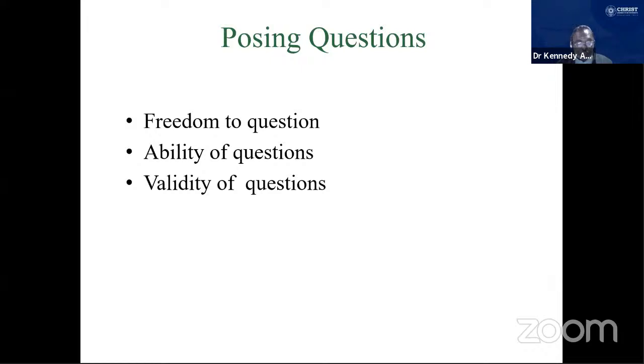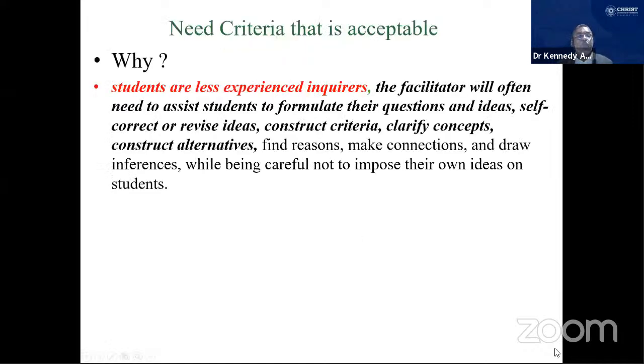All right. So answers to these questions will be real. Why I'm saying this is, look at the social presence, trusting environment, real, right? Students own the learning and teachers become facilitators. Okay. So that's very important. And when you're talking about the need for criteria, now criteria has to be an understanding between the parties concerned as far as learning is concerned. Okay, so why? Because the students are less experienced inquirers. So this facilitator, the teacher's role, will often need to assist students to formulate the questions and ideas. So therefore, an environment should be created to raise these questions and to revise ideas, construct criteria, clarify concepts, construct alternatives, find reasons, make connections, and draw inferences while being careful not to impose their own ideas on the student.